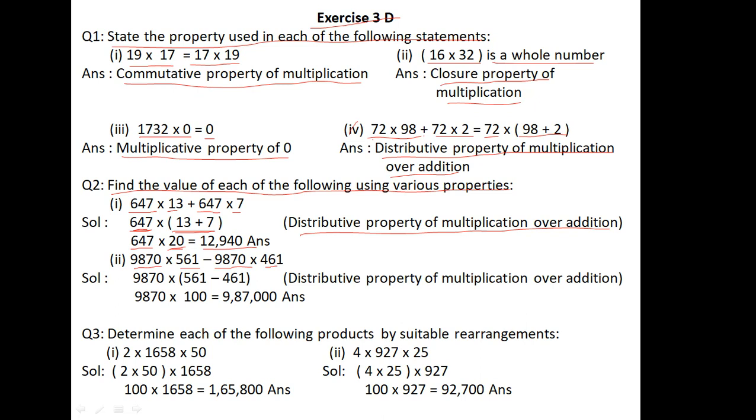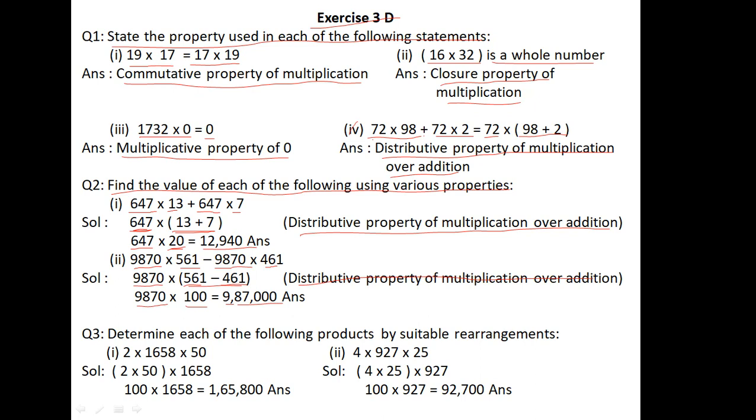Now the second part of this one, that is 9,870 into 561 minus 9,870 into 461. This is again the distributive property of multiplication over addition. So in this one I am taking common 9,870. The rest of the numbers will be in bracket, 561 minus 461. When we solve these two numbers, it will come 100. 100 when multiplied by 9870, the result will come 9,87,000.